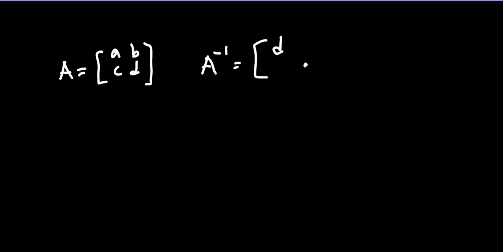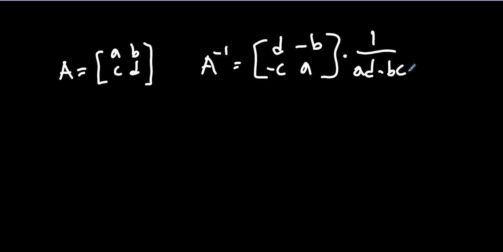D, A, negative C, negative B, times 1 over AD minus BC. Okay, and you might recognize this as the determinant. This is the determinant of A, if you want to think about it like this.